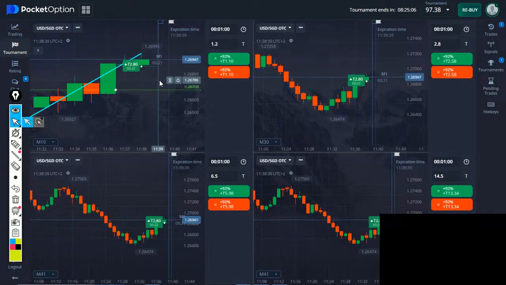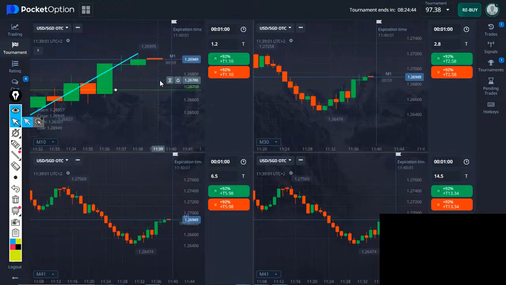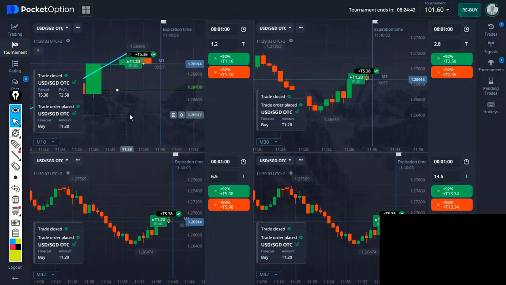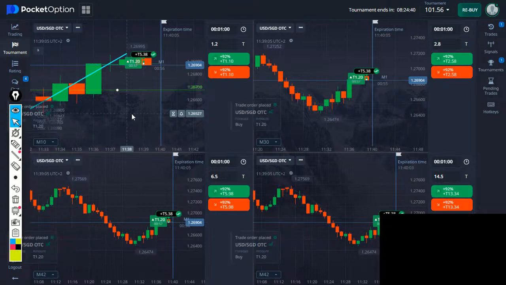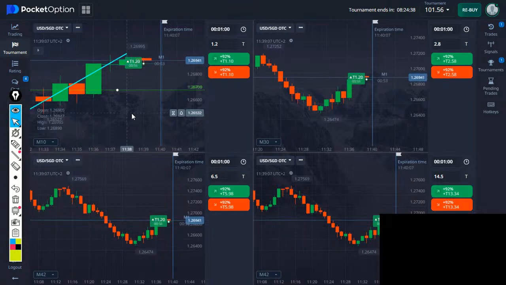Personally, let me say again, I don't use martingale. I have 3 or 4 strategies that I use depending on how the market is moving. For forex, stocks, and crypto, I use only one strategy. Beautiful, a buy as well.